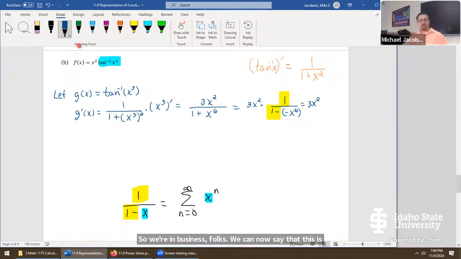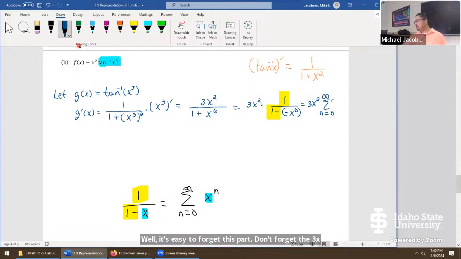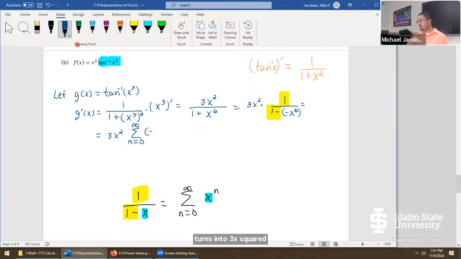Well, it's easy to forget this part. Don't forget the 3x squared times the summation from 0 to infinity of negative x power 6 raised to the nth power. Let me write it out better. Turns into 3x squared summation from 0 to infinity of negative x to the 6th power raised now to the nth power. So that's the use of this formula below. Any questions at all, folks? Getting going with g prime as a power series?